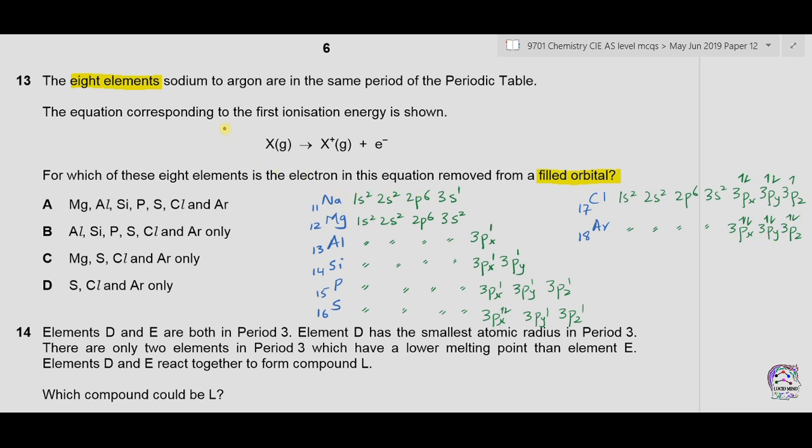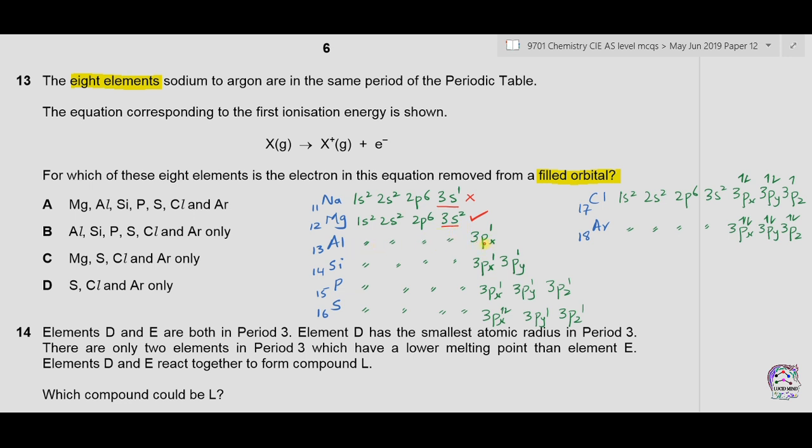Now we have the first ionization energy given in the question. The first ionization energy is the removal of the first electron from the outermost shell of an isolated gaseous atom. So let's see which electron is removed from a filled orbital first. So we have 3s. It is not a filled orbital because s has 1 electron in it, so it is not sodium. For magnesium, the electron will be removed from 3s2 as it has 2 electrons, so it is a filled orbital, so this is true.